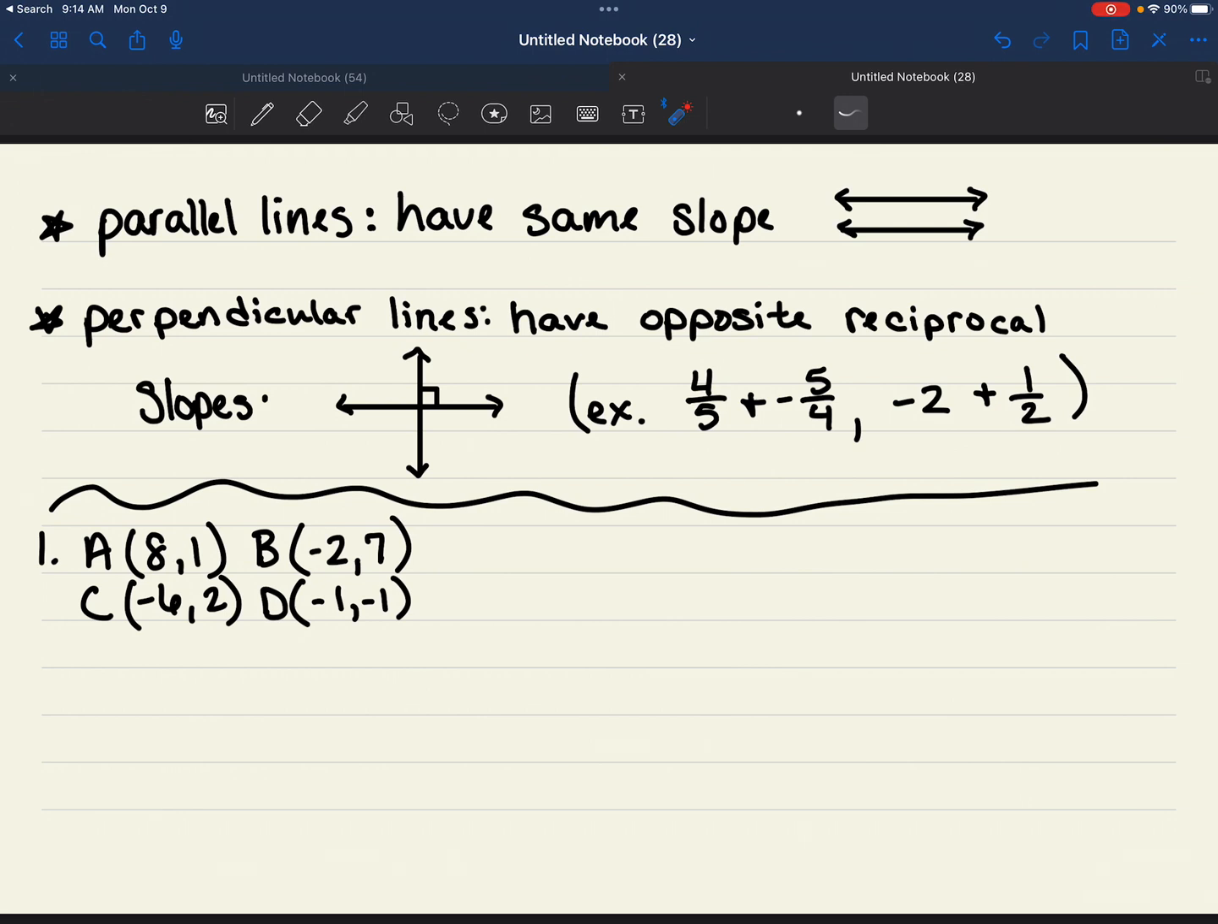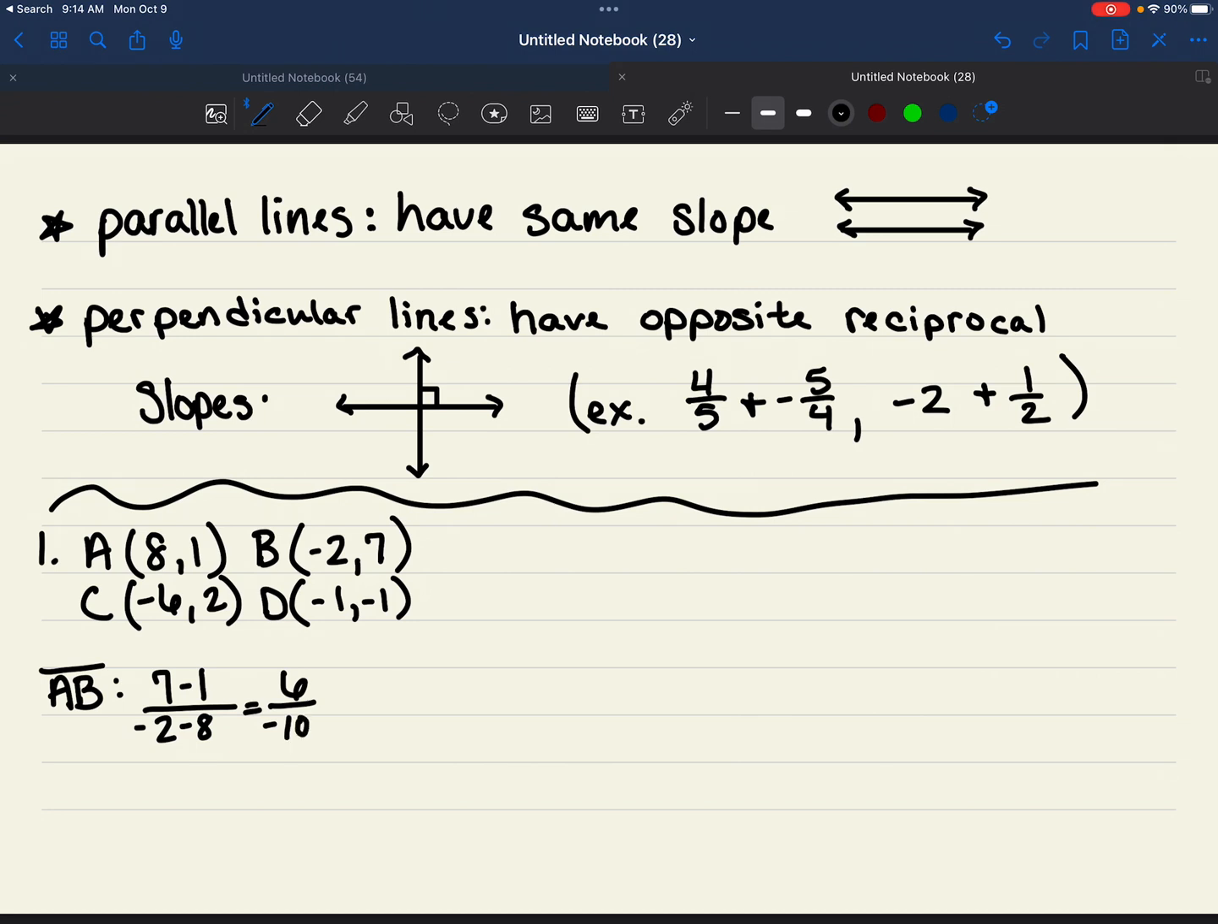Okay, so let's say it asks you to determine whether or not these two lines that pass through these two points, so AB and then CD, are parallel, perpendicular, or neither. What would you need to find first in order to determine that? Slope. Okay, do we know how to find slope of line AB? Okay, so let's find slope of AB first. 7 minus 1 over -2 minus 8. Okay, what is 7 minus 1? And -2 minus 8?